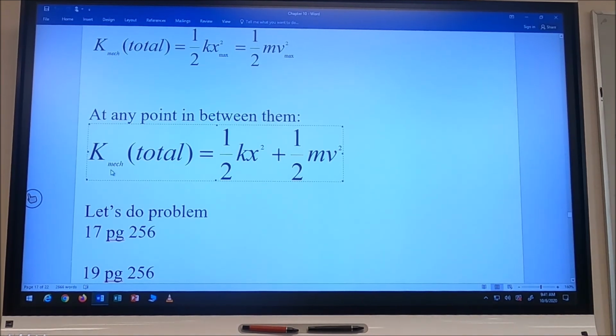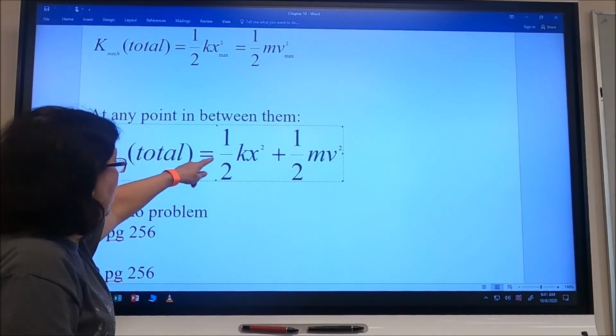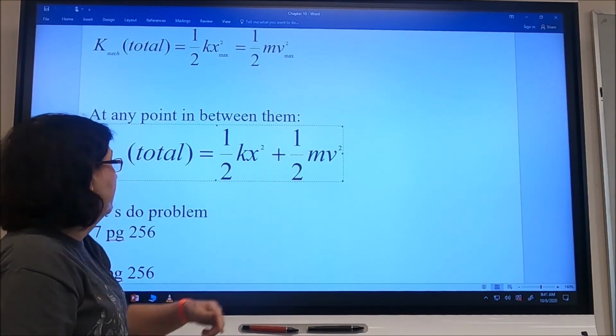So this should be E mechanical total equals 1/2 kx squared plus 1/2 mv squared.